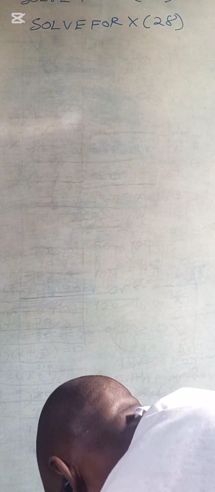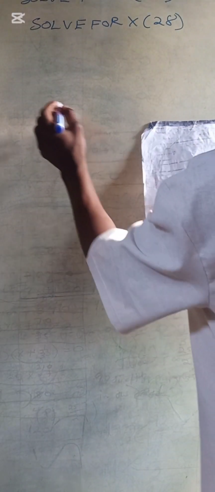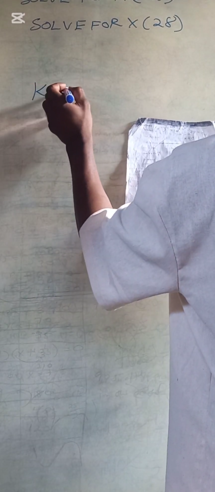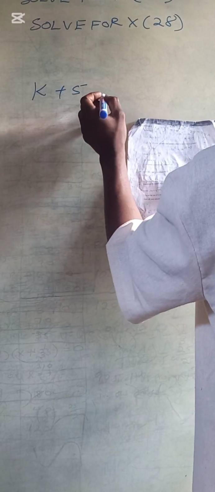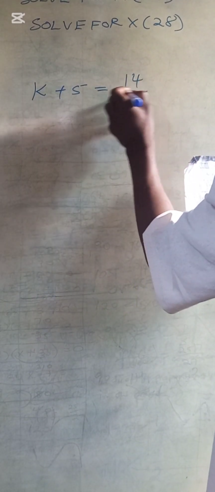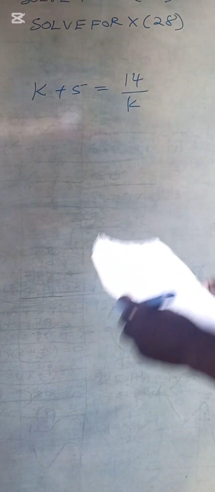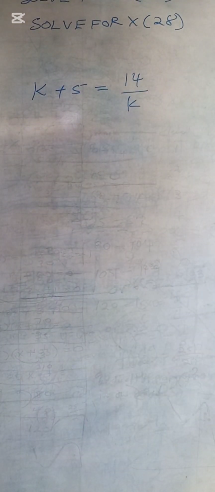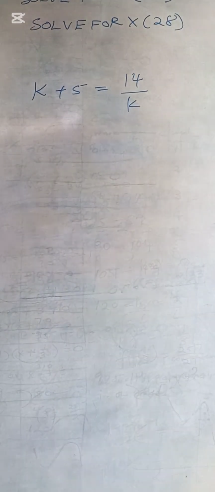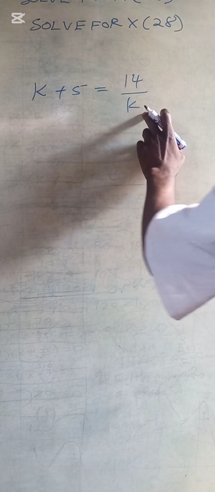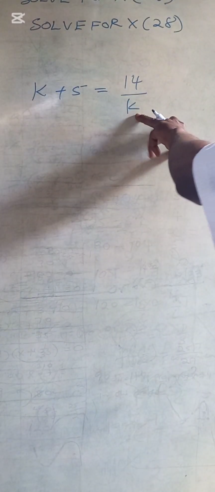Moving right along, the next question. Given k plus 5 is equal to 14 over k. The first question, solve for k. So if we were to solve for k, we want to eliminate this denominator.